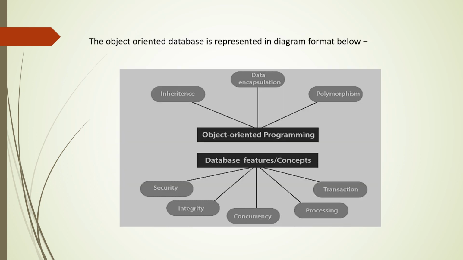And now this is the diagram or the representation, we can tell it. Now you can see here the object-oriented programming. As we discussed, we have inheritance, data encapsulation, and polymorphism. These are the principles of the object-oriented programming language. And coming to the database features, we have the security, integrity, concurrency, processing, and transactions. That means all these combined together form an object-oriented database. This is about the object-oriented database.